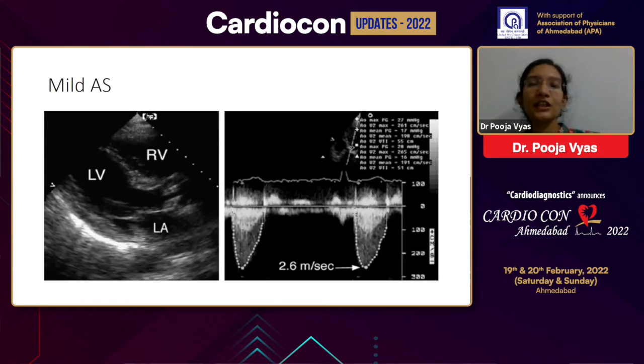So here the continuous wave Doppler is put across the aortic valve in the five-chamber apical view, and what we get is the aortic velocity jet. And by tracing this aortic jet, we get that maximum velocity is 2.6 meter per second. So it suggests that it is mild aortic stenosis.